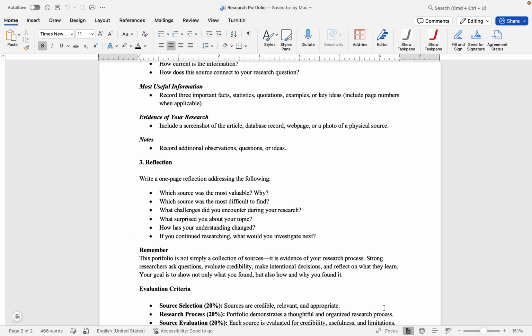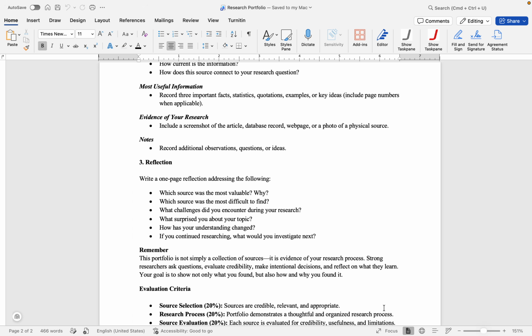Give me 1 page, double spaced, where you talk about which source you thought was the most valuable, which source was the most difficult to find, what challenges you encountered during your research, what surprised you about your topic, how has your understanding changed? Have you learned something new about your topic? And if you were going to continue researching, what would you investigate next?